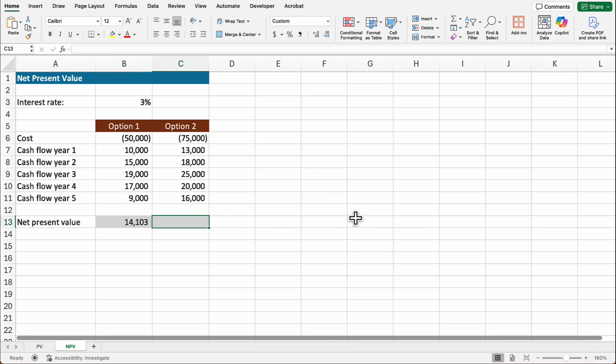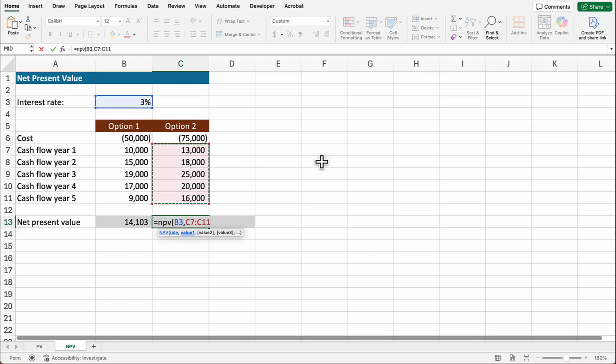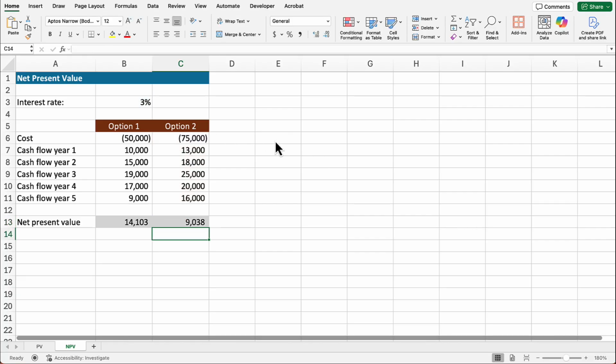Let's evaluate the next one. So I'm going to say equals NPV, open the parenthesis again, it's that same 3% yearly, leave that alone, comma, here are all of the uneven cash flows, close the parenthesis, add that negative 75K, and enter that. So we can see that even though the second option produces bigger cash flows, the higher cost makes the net present value worth about $5,000 less. So maybe that second option isn't such a great idea.